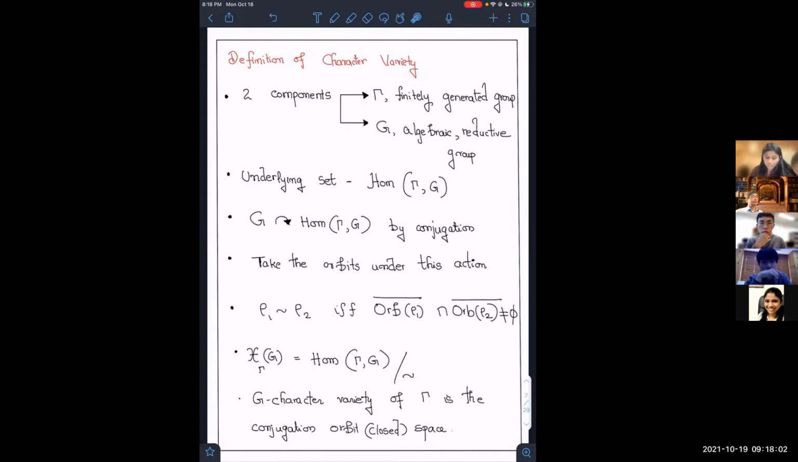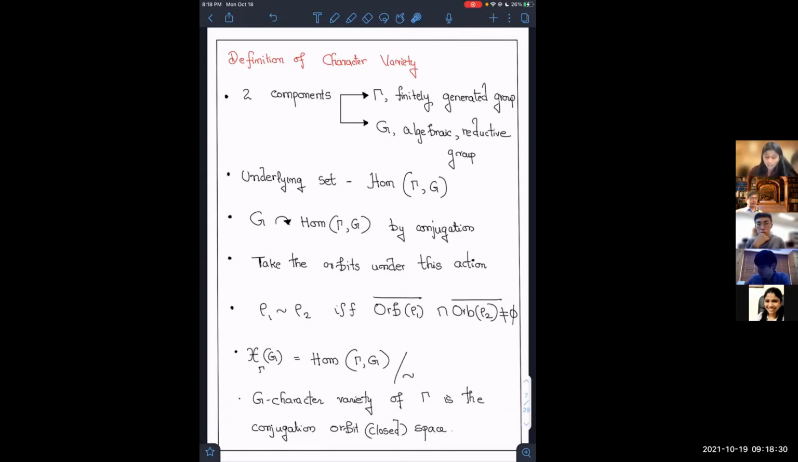An algebraic group is a group that is also a variety, such that its multiplication operation and the inversion operation are actually morphisms of varieties also. So it's a group and a variety such that the operations are compatible. The group operations are compatible with the variety structure, and it's also reductive.